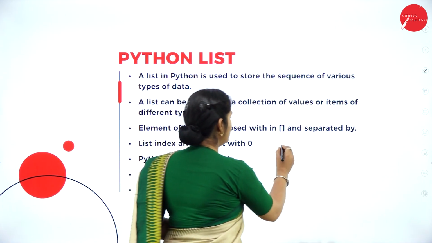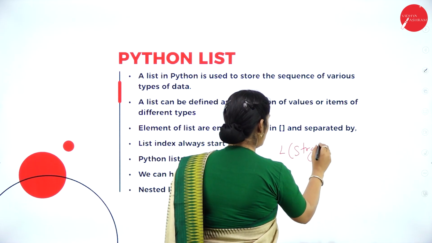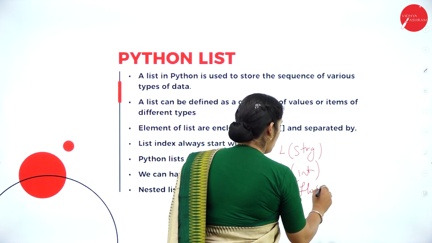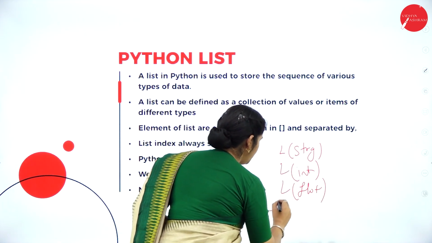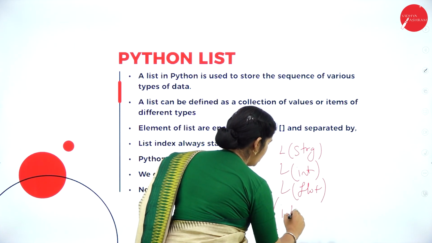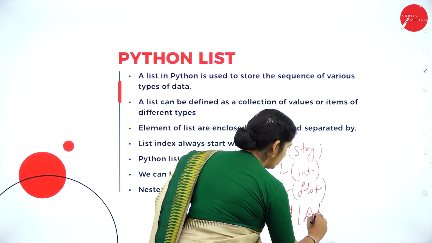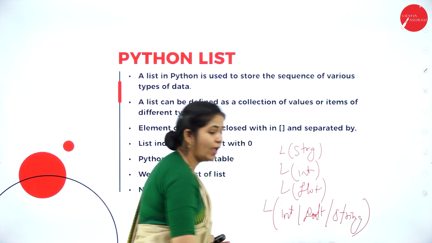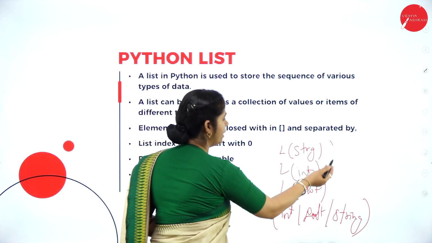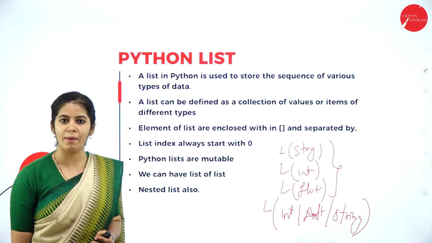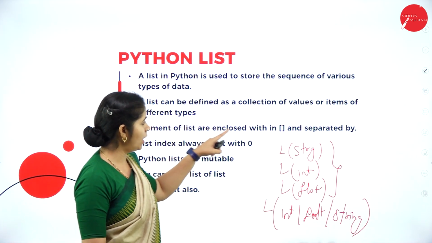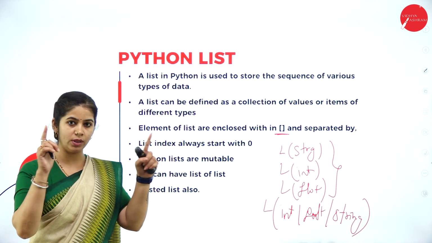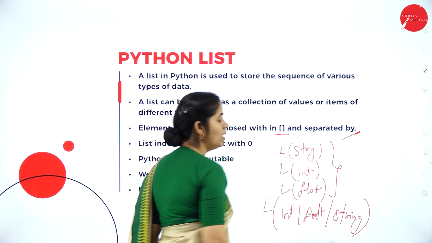You can have a list of strings, you can have a list of integers, or a list of floats, or, the important point here, you can have a list of int and float and string. You can have a list of combined data types. Elements of the list are enclosed within the square braces. How is the list represented? Within the square braces and separated by commas.